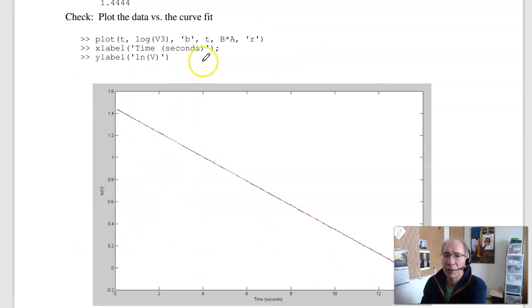And just for fun, let's plot it. I'm going to plot T versus log of voltage. Should be a straight line in blue. T versus my curve fit in red. And you can see the data pretty much is the straight line. And what I did is I found the least squares curve fit for the data that uses all the data, not just 2 points to determine a line, all the data, and that helps filter out the noise.